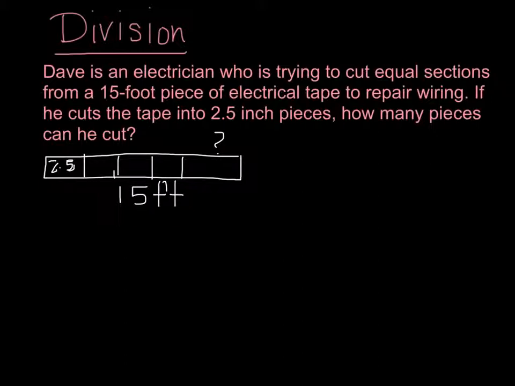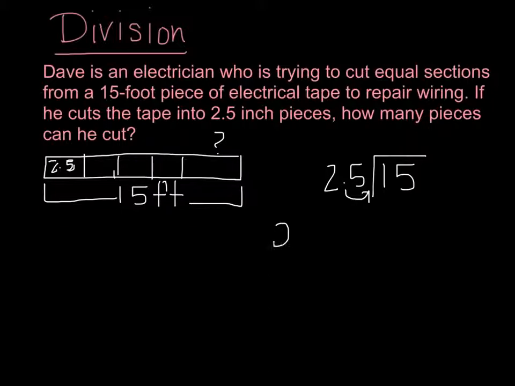So the total amount, the total length of the tape, is our dividend. So that 15 is going to go in the box. And we are dividing by 2.5 inches. And since it looks like we are dividing by a decimal, we have to use our rules for decimal division. We need to make that 2 5/10 a whole number. So we need to move that decimal point out of it. So the 2 5/10 becomes 25.